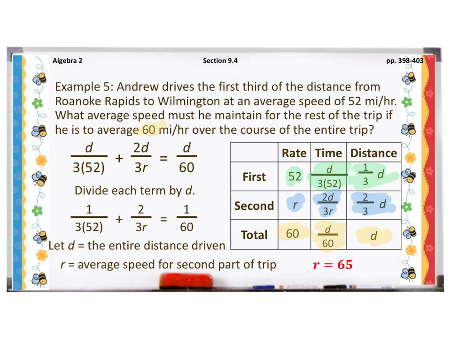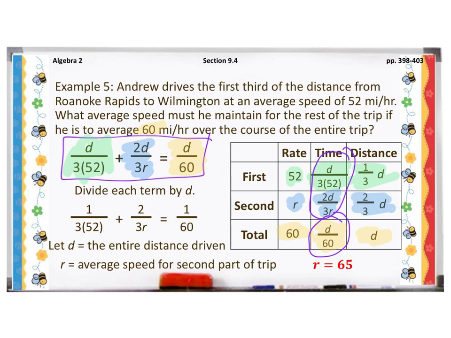All right, now, the sum of the total times has to equal my total time, because I'm supposed to average 60 miles an hour. So I now have this equation. Okay, so notice I have my first third, my second third, and my total.